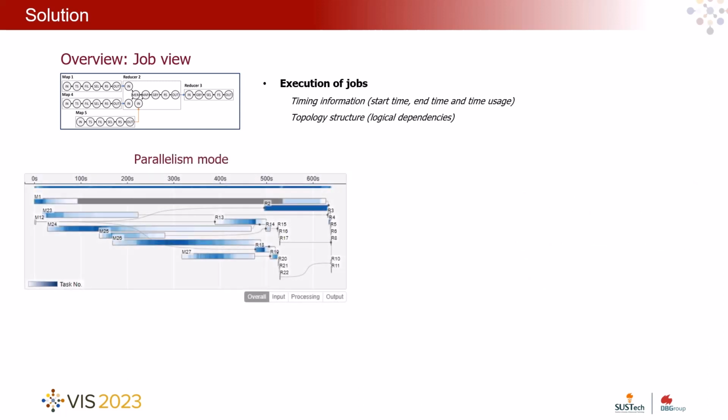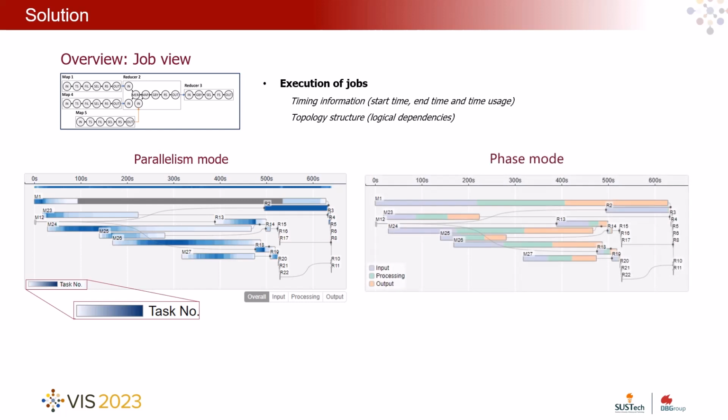The first is the parallelism mode. We employ a gradient color scheme from white to blue to represent the number of tasks executed concurrently. Notably, we use green to signify the time range when no tasks are running, which serves as an important cue for analysts. The second design is the phase mode, where we utilize 3 distinct colors to encode the percentage of time allocated to 3 key phases: input, processing, and output.